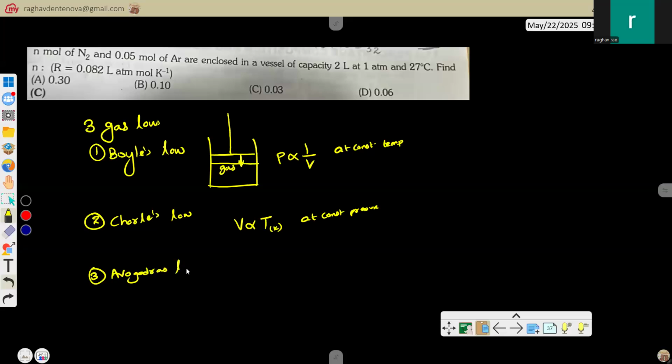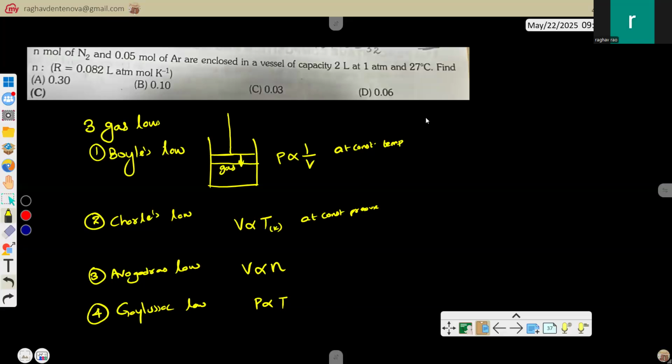Avogadro's law states that the volume of any gas is directly proportional to the number of moles. So if more moles are there, it will occupy more volume. That is what Avogadro's law means. Next, the fourth one is Gay-Lussac's law. This law states that pressure is directly proportional to temperature. More pressure, more would be the temperature.